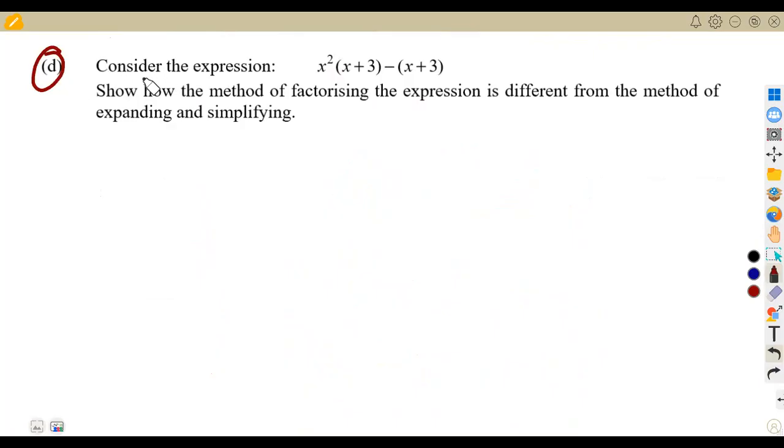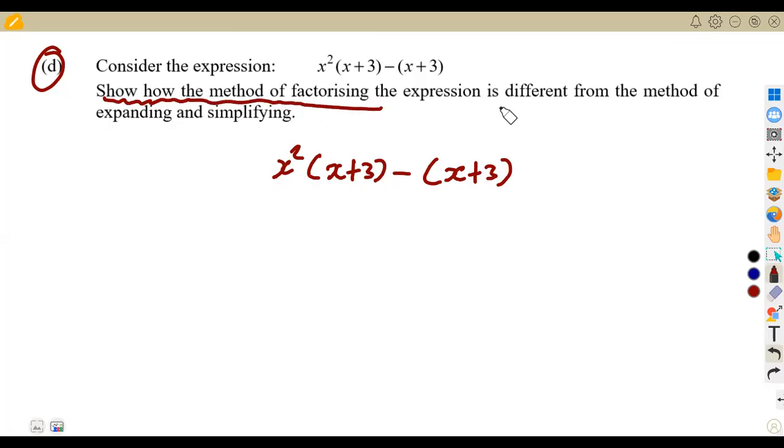They're saying here, consider the expression x squared plus x squared into x plus 3. All right, so we've got x squared into x plus 3 minus a bracket of x plus 3. They're saying consider this. Show how the method of factorization of the expression is different from the method of expanding and simplifying. All right, show how different. Expanding, all right. Factorization, all right. If we're just expanding, all right, we've got two things to consider here.